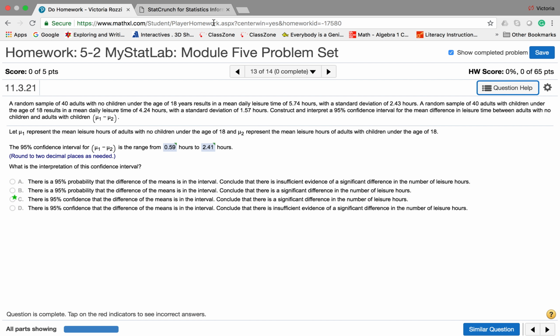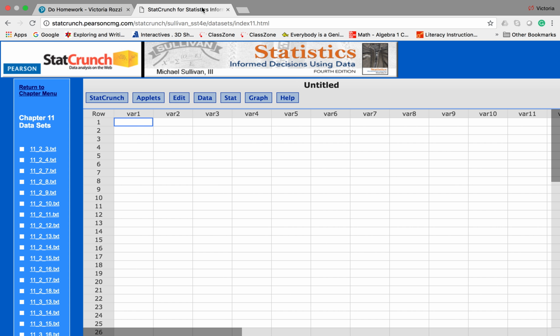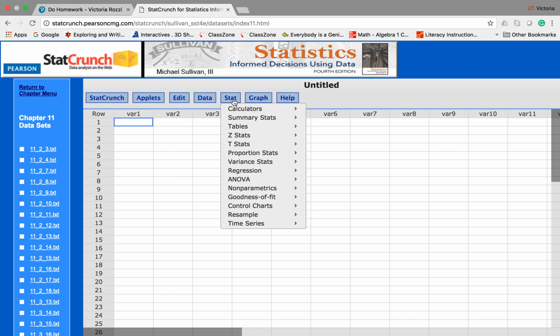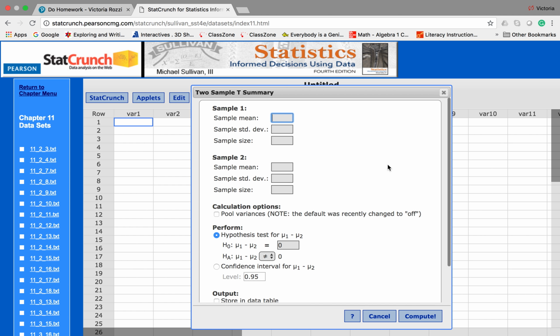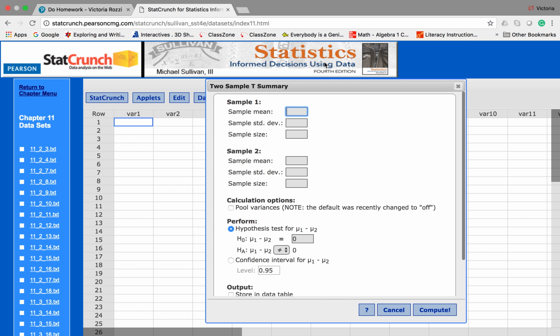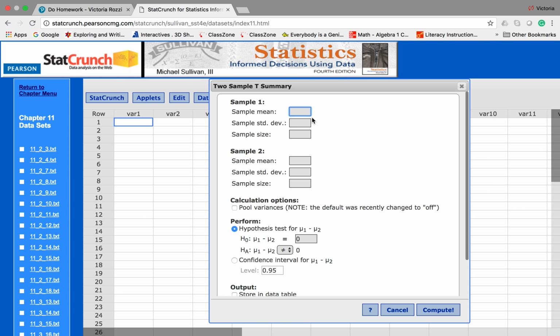Now notice this is a confidence interval for the mean. That means we're going to use t-statistics. If we were doing this for a proportion, we would use proportion stats. But here we'll use t-statistics because it's a mean. So we're going to press Stat, T Stats, Two Sample, and again we have the summary. We already have the mean and the standard deviation, so we're going to click With Summary. So now it's just important that we put the correct samples in for each one.